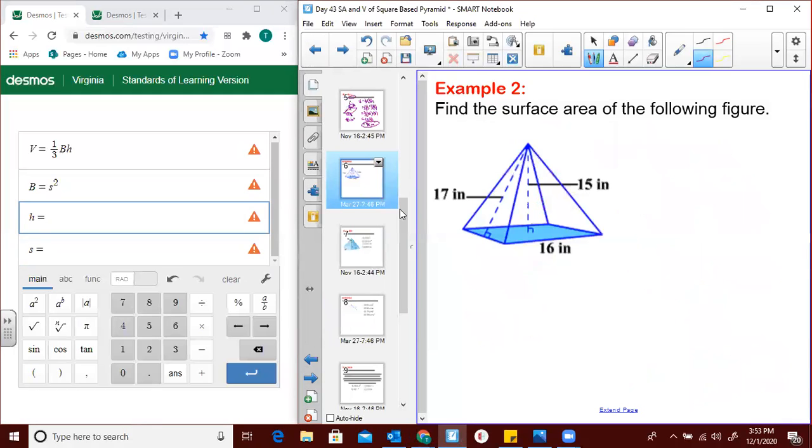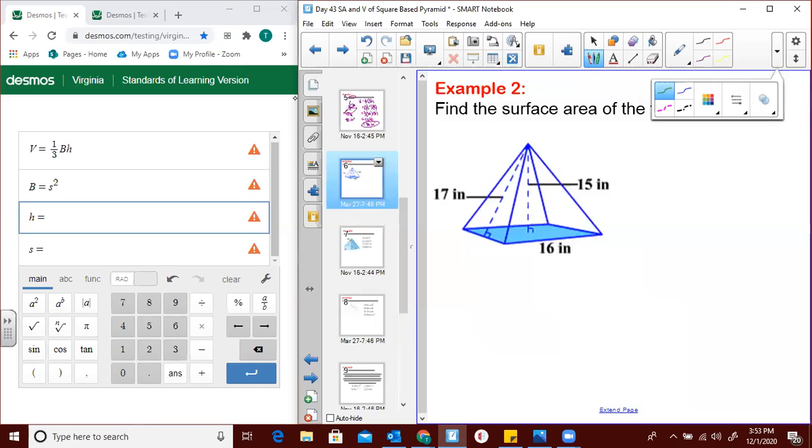Let's see. So now we're going to look at finding the surface area of the following figure. So these are going to be good example problems where they're going to give you more information than you need, kind of like in a word problem. So you have to kind of decipher what you're going to use and what you're not going to use.